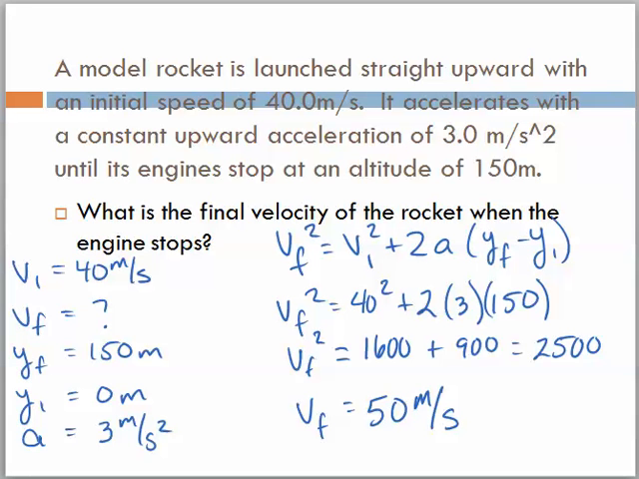Okay, what I've done is I've worked it out for us, and I went ahead and included the initial velocity of 40 meters per second, squared it. I put the acceleration in of 3, so 2 times 3, and the displacement's 150. 2 times 3 is 6, times 150 gives us 900. 40 squared is 1600, which equals 2500. When I square root that, I get a final velocity of 50 meters per second. That's how fast it was going when the engine had turned off.